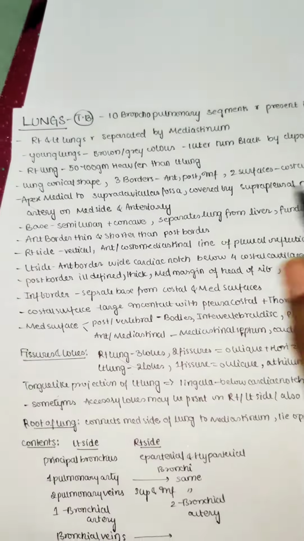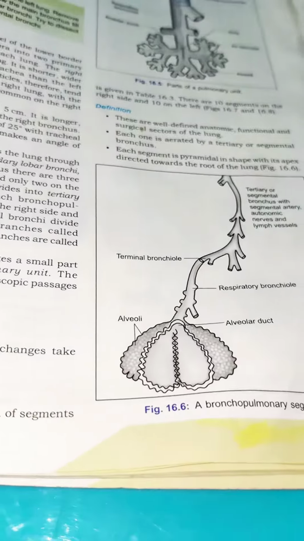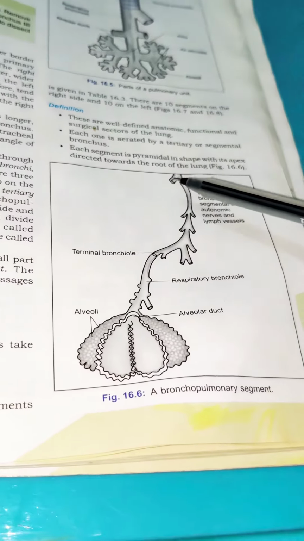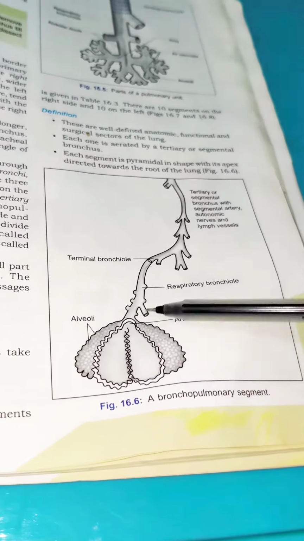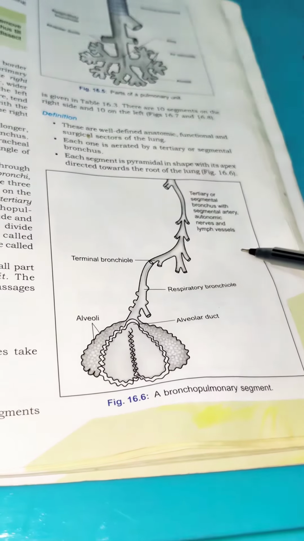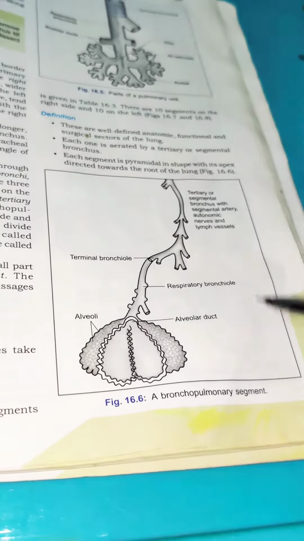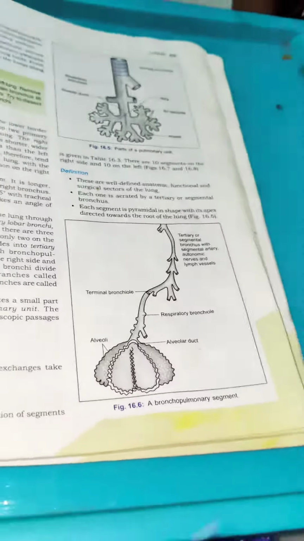Today we are going to start lungs. In lungs you can see here 10 bronchopulmonary segments are present in both lungs. So what is this bronchopulmonary segment? You can see this is a bronchopulmonary segment. Like this, if you count all the airways, there will be a total of 10. The same structure is also present on the right side of the lung. This is, for example, the left side of the lung, so the same structure will also be present on the right side.